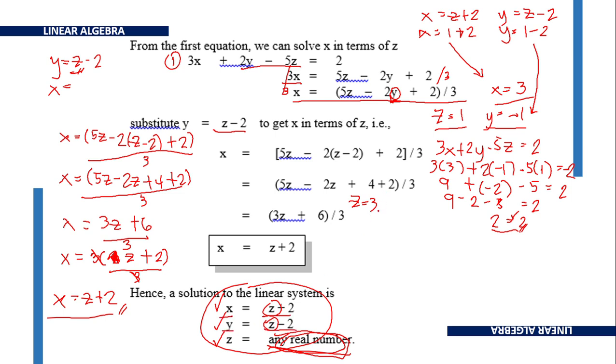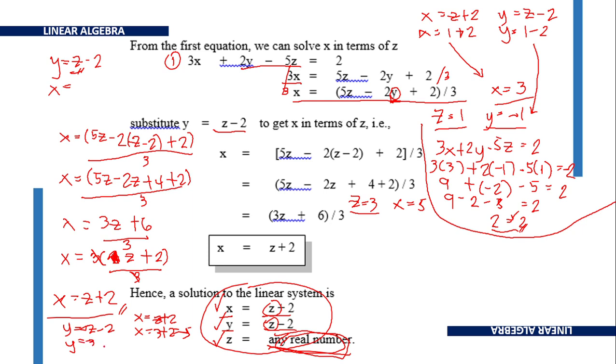So, for x, ayan, dito na lang muna sa baba kasi sikip na doon. So, we have x is equal to z plus 2. So, ang z ko ay 3, di ba? So, 3 plus 2 is equal to 5. So, ang x ko ay 5. X is equal to 5. Then, sa y naman, y is equal to z minus 2. Ang z ko ay 3, di ba? So, 3 minus 2 is equal to 1. So, ang aking y ay 1.